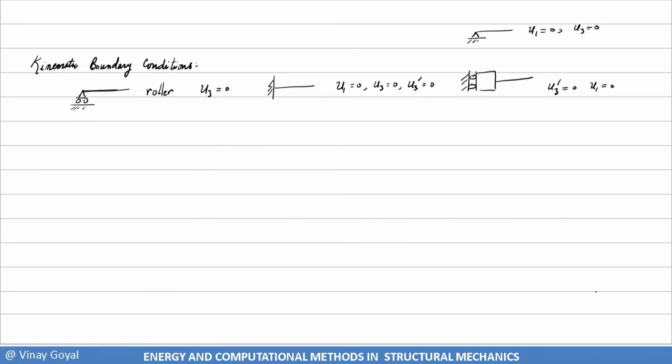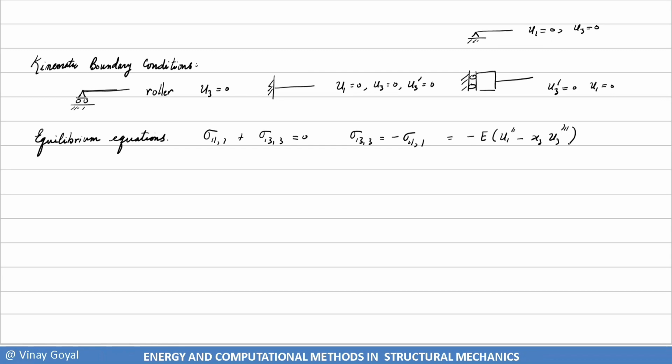So the final thing is the equilibrium equations. The equilibrium equations are inconsistent. So if you look at the equilibrium equations for Euler-Bernoulli beam theory, you're going to have that sigma 1,1 comma 1 plus sigma 1,3 comma 3 is 0. But that sigma 1,3 comma 3 is a minus of sigma 1,1 comma 1. But this is the minus of E U1 double prime minus X3 U3 triple prime. And when I look at this, if you integrate this, you get a non-zero value. So this is not equal to 0.